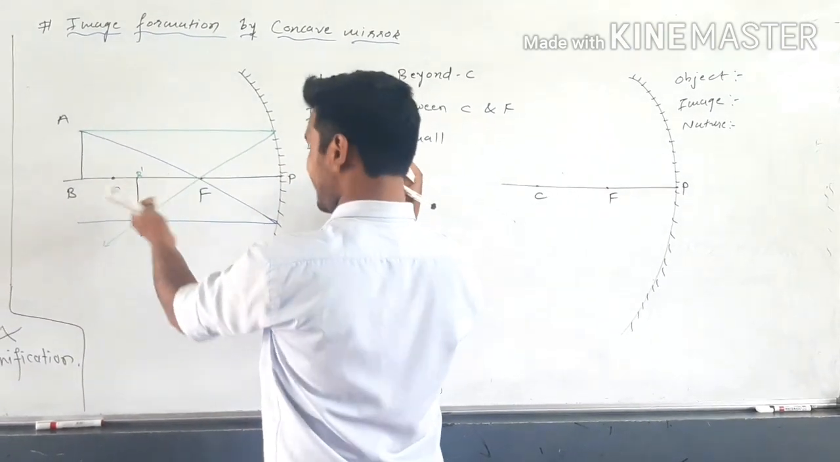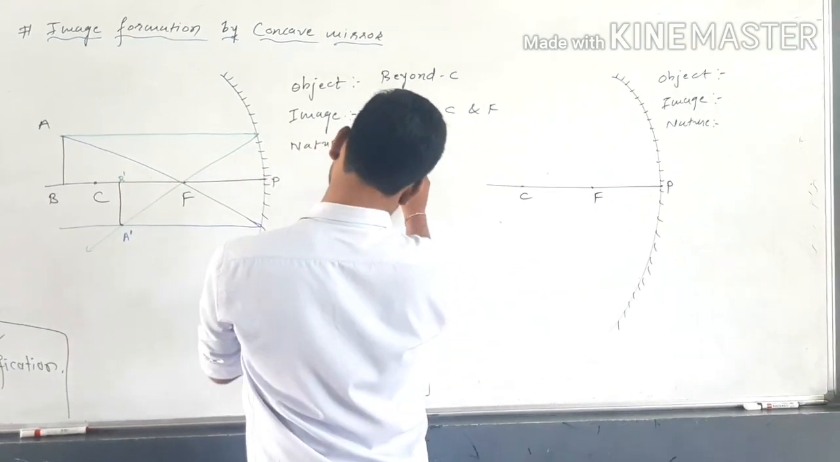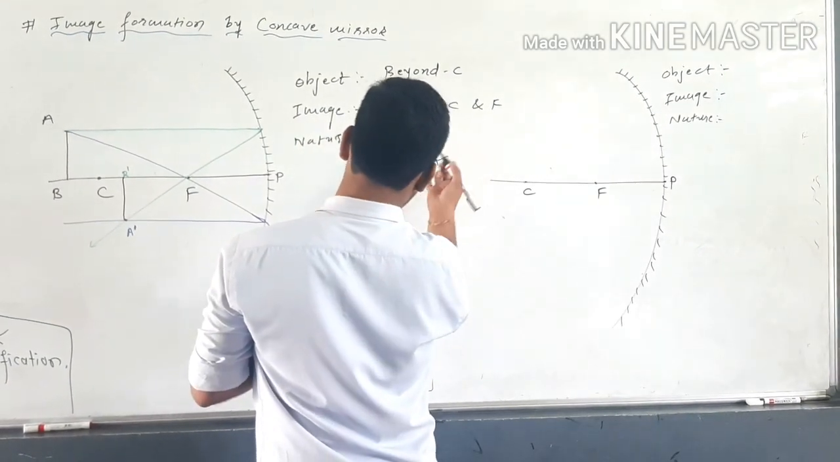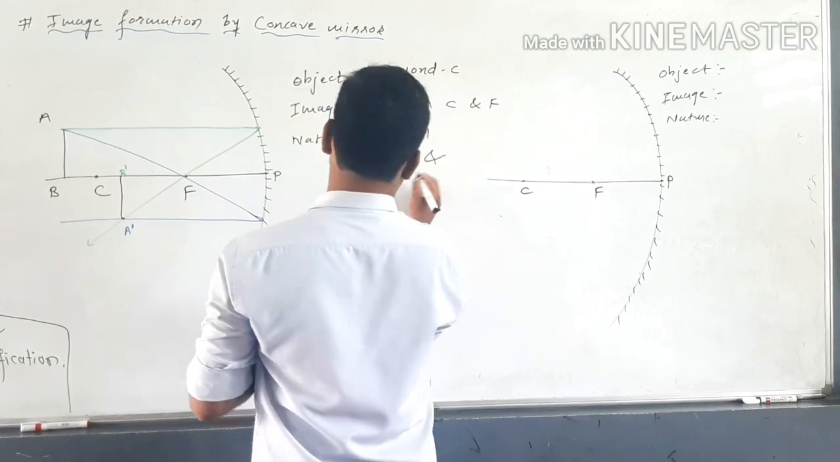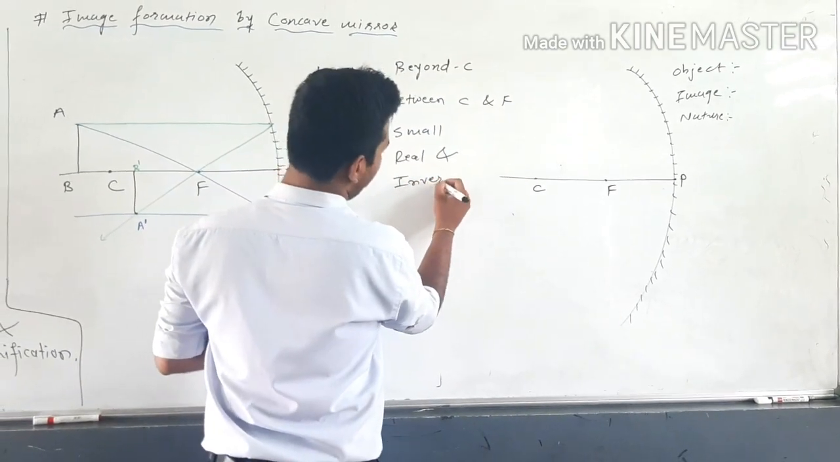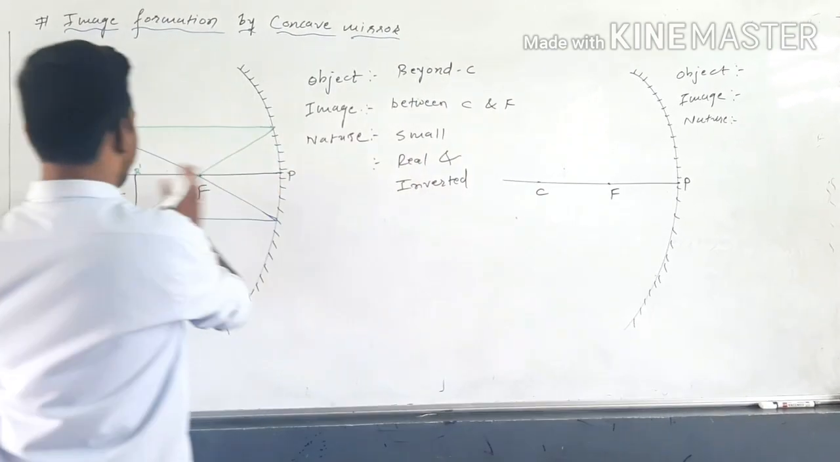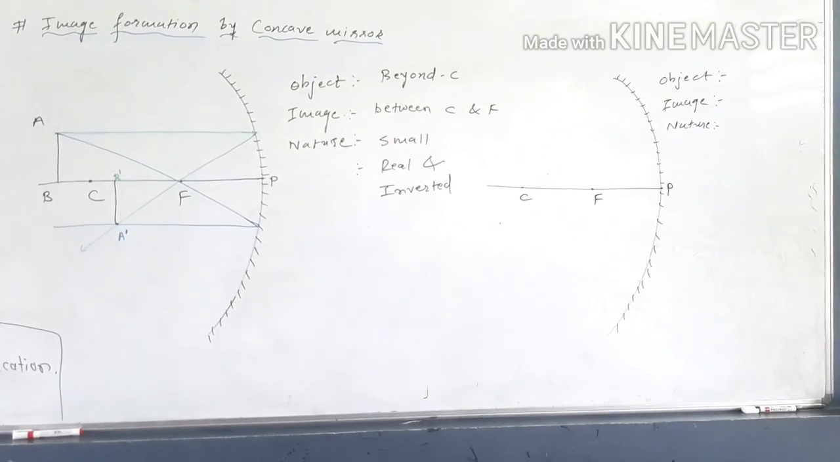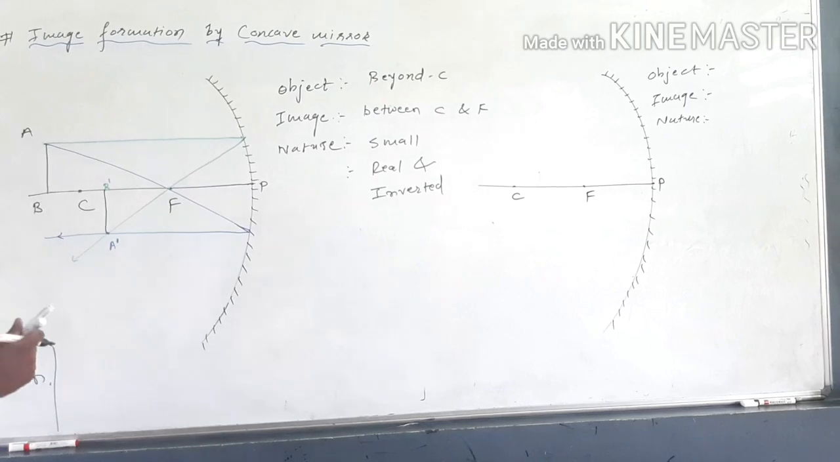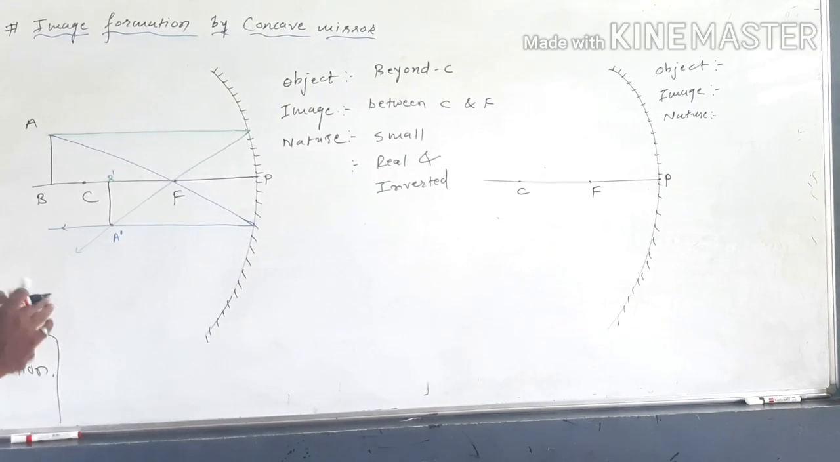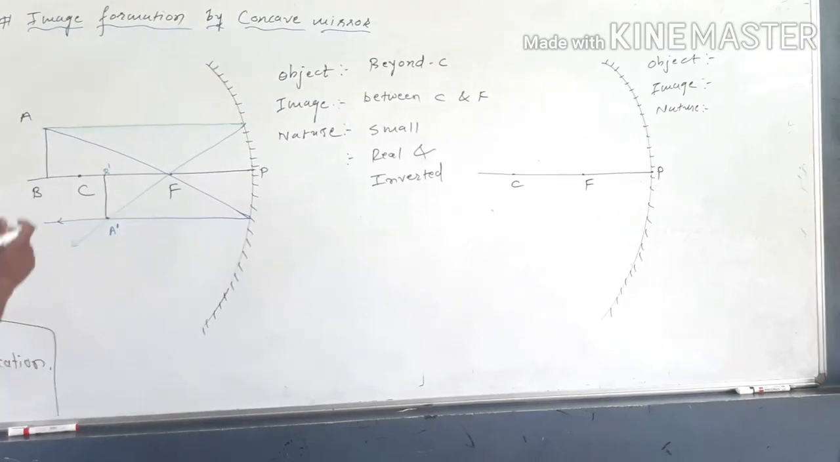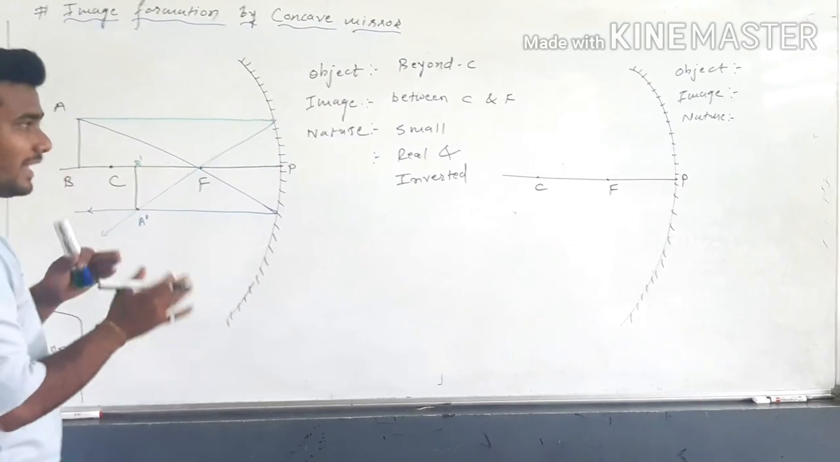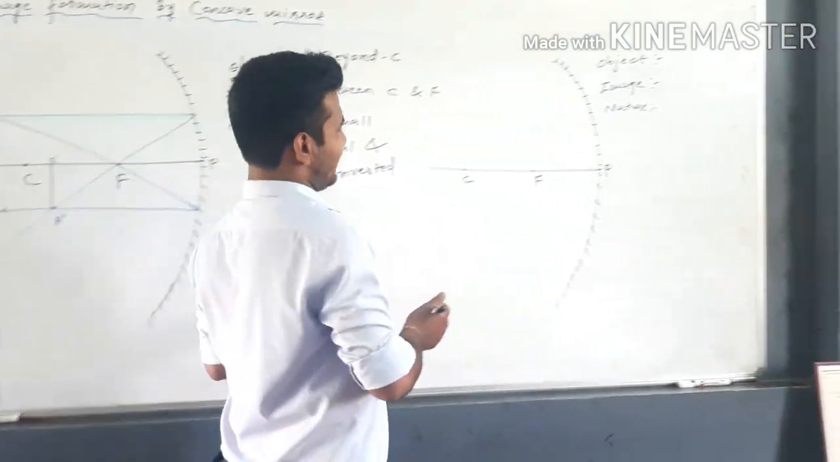So we can obtain this on screen, so that will be real, and real images are always inverted, right? So this we have taken as one case. Rest of all you can go throughout the video and you can understand it in detail. But here I have just given a revision of how we can form an image.